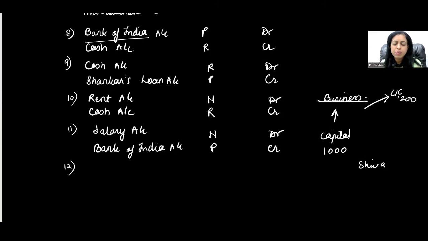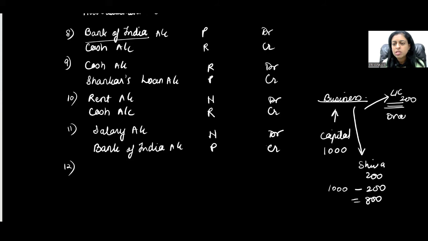So is the business spending for its own purpose? No. Business is spending on whose behalf? Shiva's behalf. So this is as good as giving money to Shiva, right? Indirectly, they are paying the amount for Shiva. So today, if the business has to give back the money to Shiva, how much should they give back? They will give 1000 minus this 200 which they paid to Life Insurance Corporation on behalf of Shiva. So what is this money paid for personal life insurance of Shiva? This is called drawings of capital or just drawings.